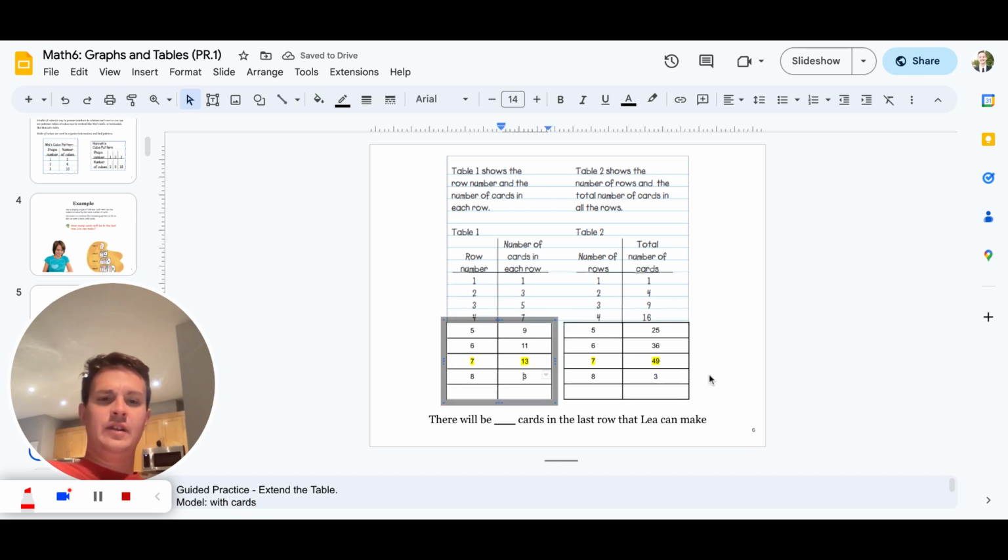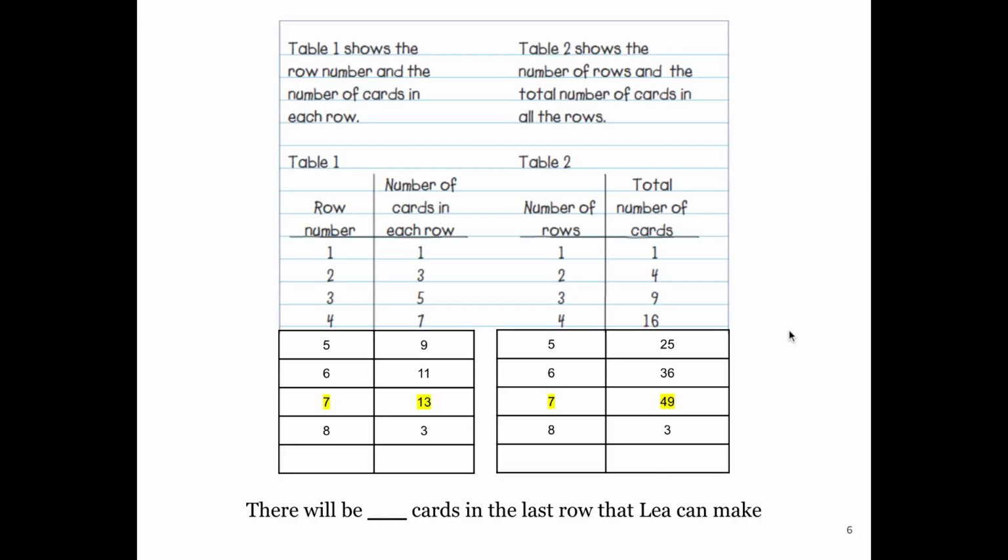And so depending on how you understand this question, there's either going to be 13 cards in the last row that Leah can make, or there's going to be three cards because those are the amount of cards that she has left out of her normal deck of 52. Okay. So that's making a table. You can see that they're very helpful.